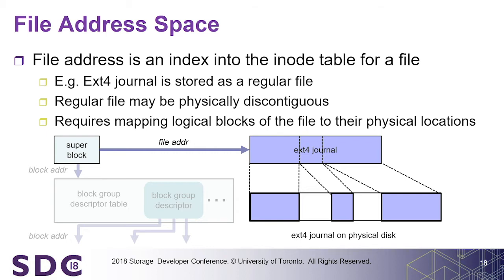In the file address space, an address is an inode number that identifies a specific file. For example, the ext4 journal is stored on disk as a regular file, and a field in the superblock stores the inode number of the journal. We specify this field as a pointer to the ext4 journal in the file address space. This address space requires mapping the logical blocks of the journal file to their physical locations.